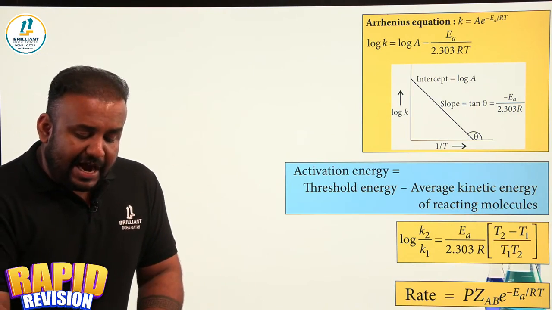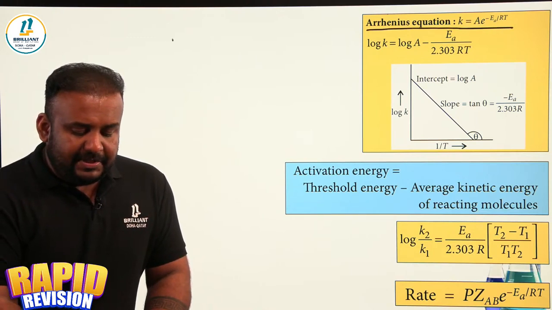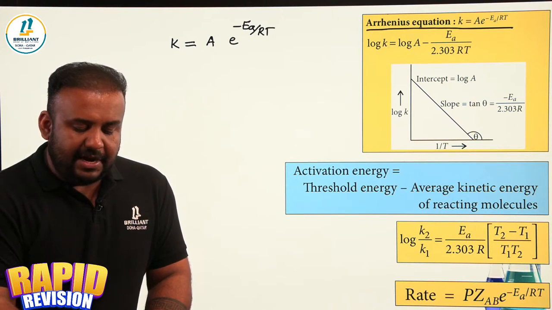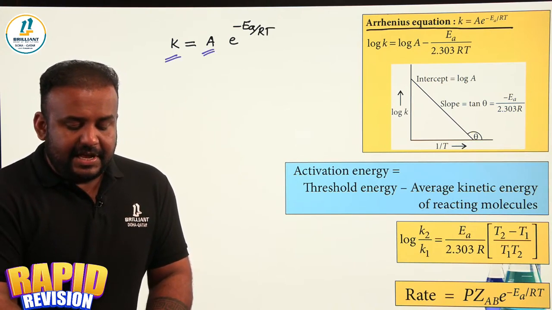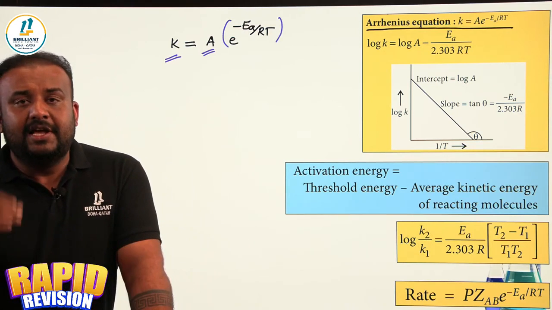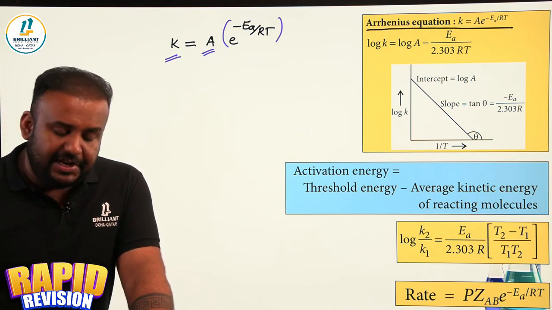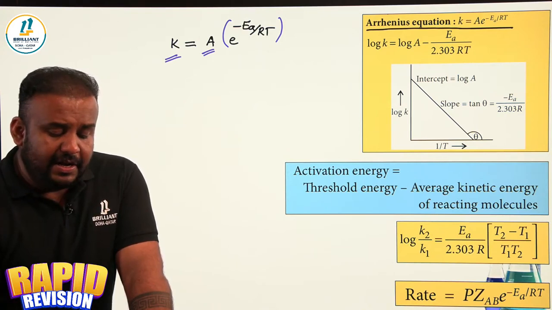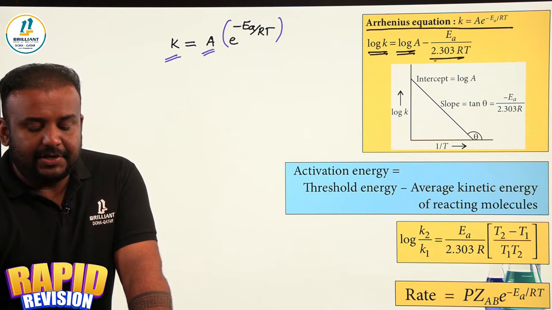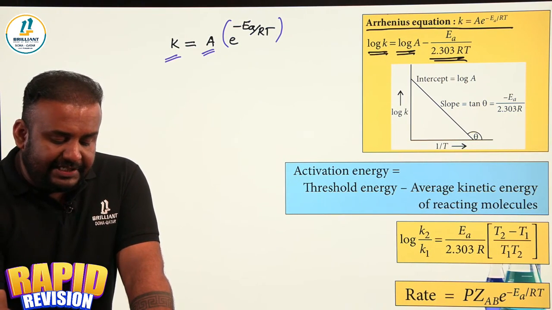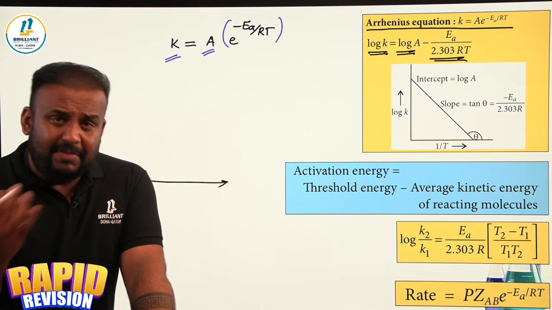Now, next one is Arrhenius equation. Very important equation. Again, you don't need so much mathematical treatment of this. K is equal to A e raised to minus Ea by RT. In this equation, the basic things are K is the rate constant, A is Arrhenius factor, and e raised to minus Ea by RT is equal to the fraction of molecules which have energy greater than or equal to the activation energy. And here, if you take the logarithm, there is a graph as well. Log K is equal to log A minus Ea by 2.303 RT, similar to the previous graph I showed you with a negative slope.